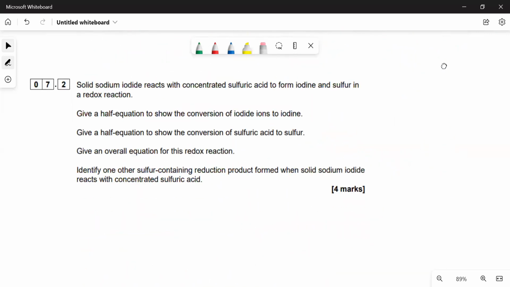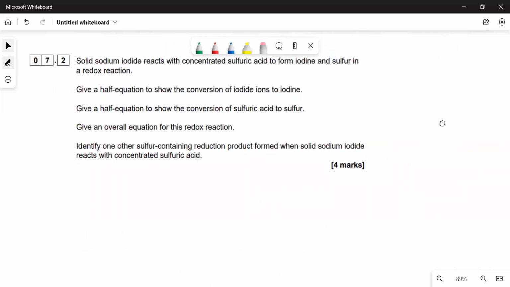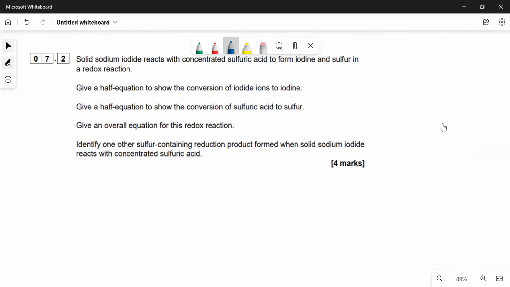Okay, and more questions on group 7 now. Solid sodium iodide reacts with concentrated sulfuric acid to form iodine and sulfur. So these series of reactions of the solid halides with concentrated sulfuric acid give you a redox reaction. The iodide is oxidized to iodine, and the sulfuric acid can be reduced to several things, including sulfur. So let's do iodide to iodine first of all. This one here is the easiest one.